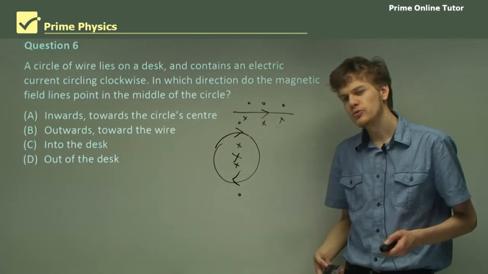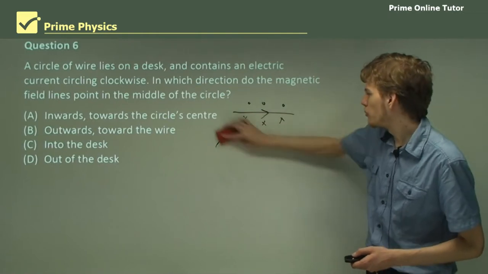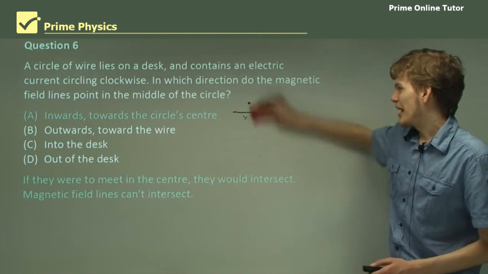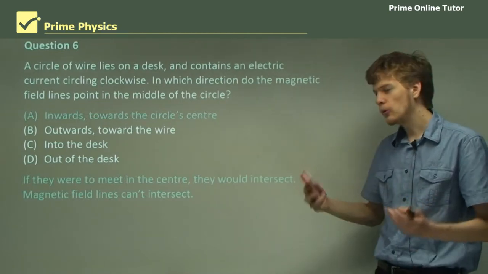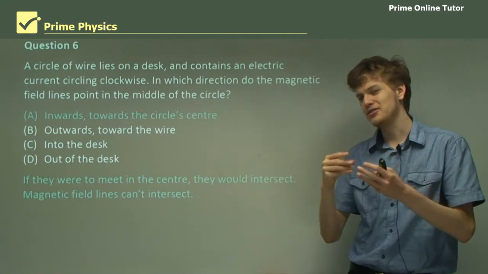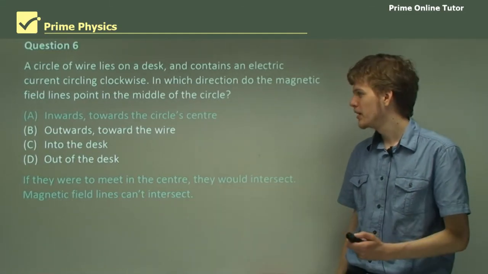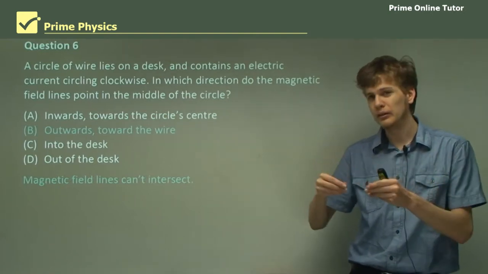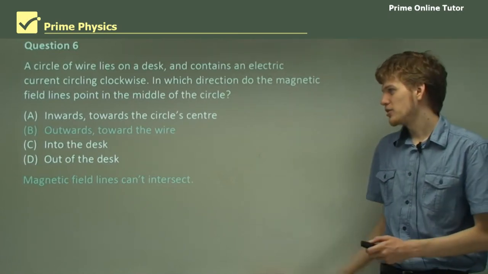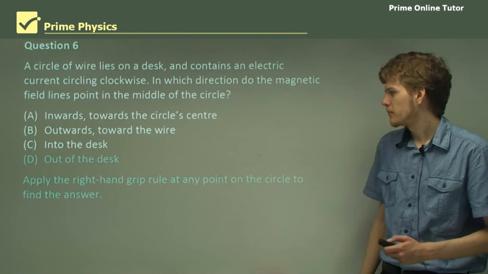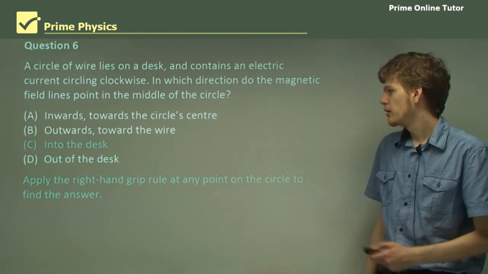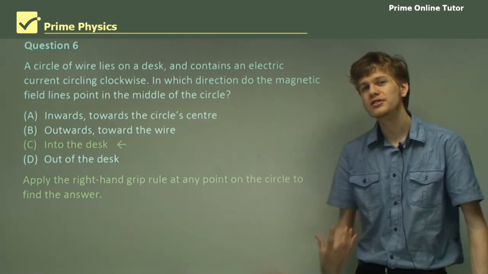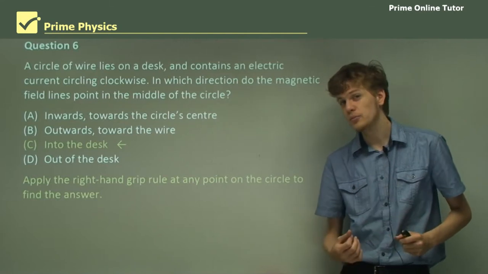So how do we answer this multiple choice question? Well, we can go through all the options to see why each one is wrong. If they went inwards toward the center of the circle, they would be intersecting at the center, and we know that they can't intersect. Same deal for moving outwards towards the wire. It means that the place that they started would be the middle, and they would have to intersect there. So it has to be into the desk or out of the desk. And we know that if we apply the right-hand grip rule, we can see they're traveling into the desk, right? We know it with crosses, and crosses means going inwards, away from you.